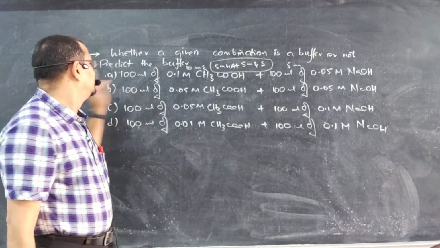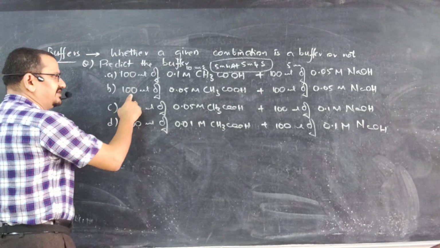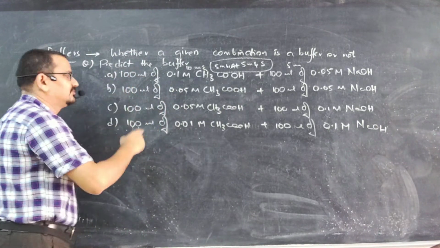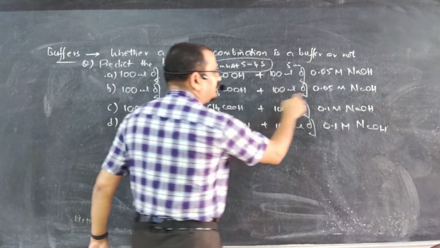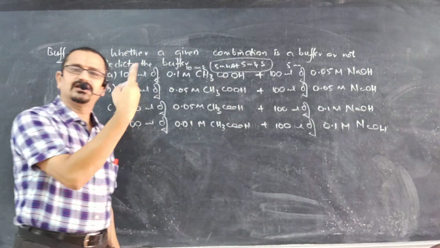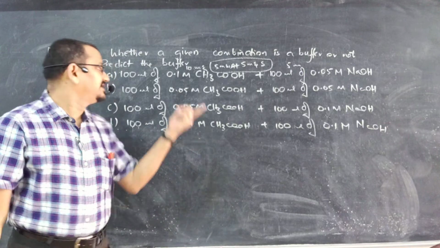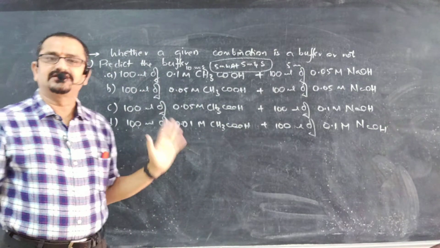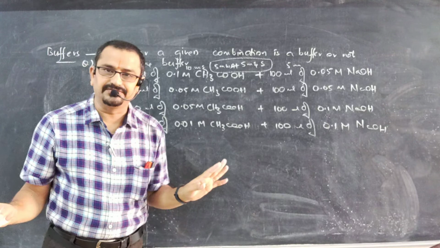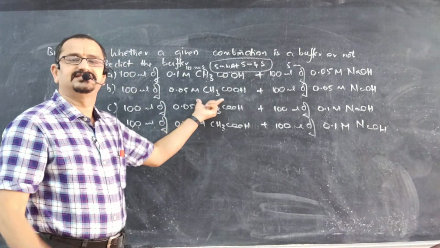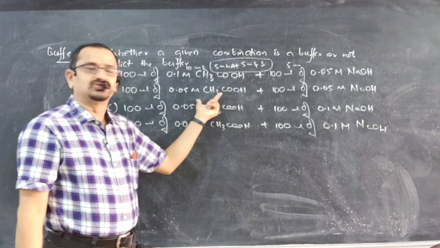Let us see. Next, this one: 100 ml of 0.05 molar, that is 5 milliequivalents, and 5 milliequivalents exactly gives 5 milliequivalents of salt. It gives only a sodium acetate salt solution. There is nothing else left. So this is not at all a buffer. The product will be just a salt solution.